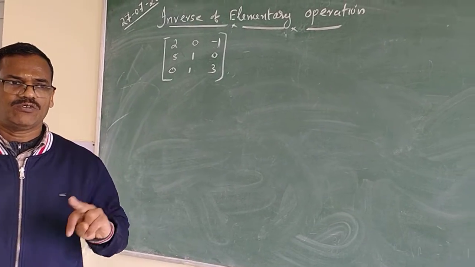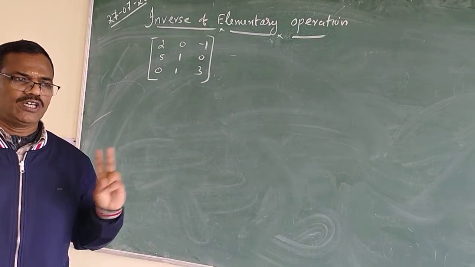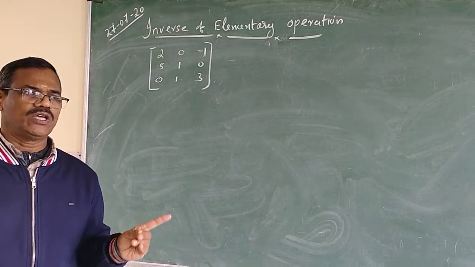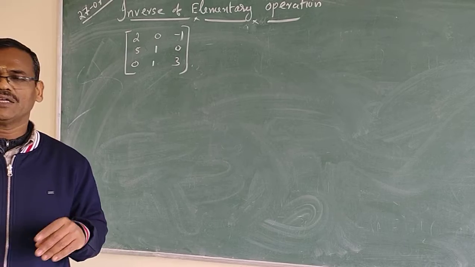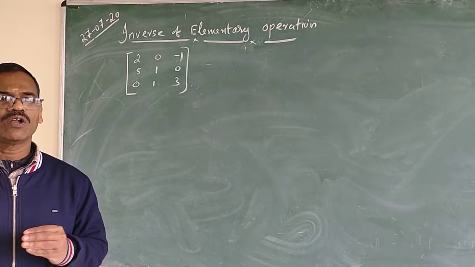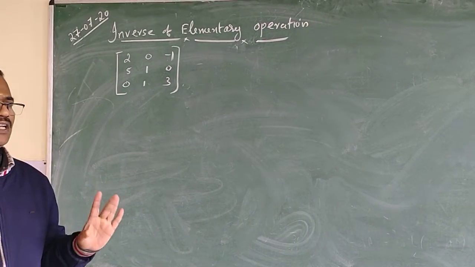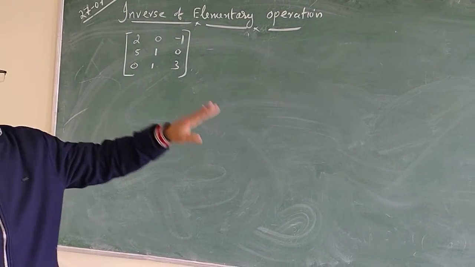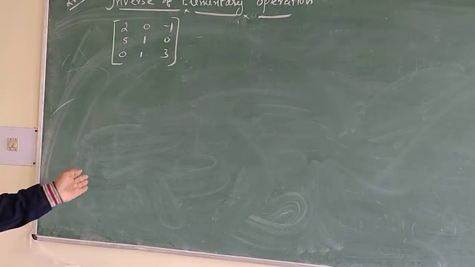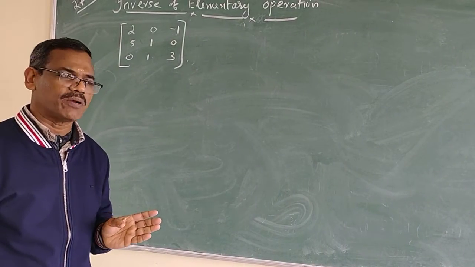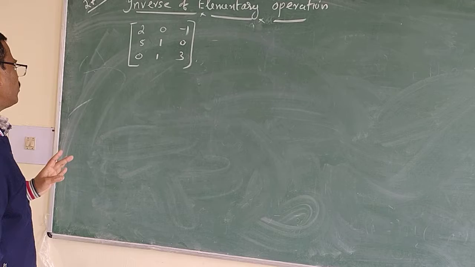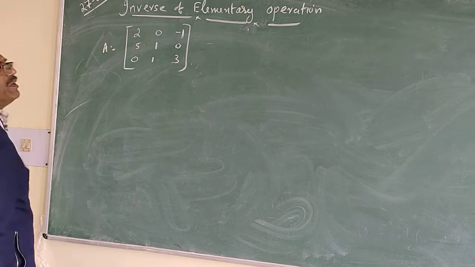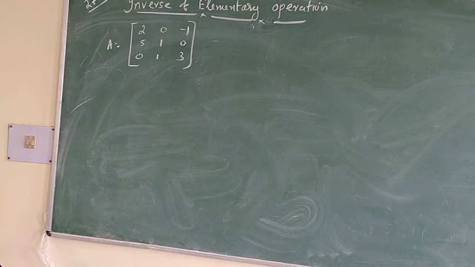One is interchange of two rows, or any row is multiplied by a scalar, or to any row or column a scalar multiple of another row or column is added. These are the three elementary operations. The same operation can be applied for column also. So elementary row operation is there, elementary column operation is there. So we can find out the inverse of a matrix by elementary row operation or elementary column operation.